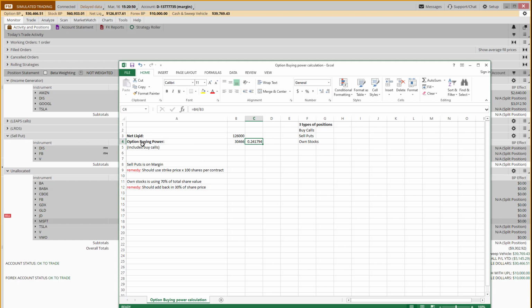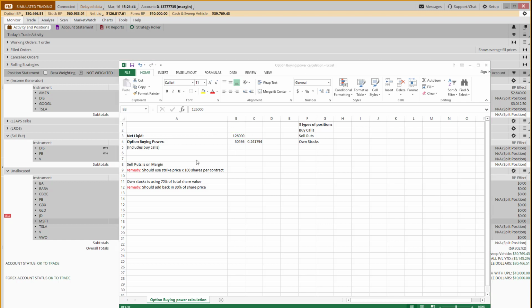The option buying power already includes your buy cost, because when you're buying calls or buying puts, as long as you're buying, you pay the premium upfront. So it's already deducted from your net liquid amount. Once it's deducted already, you don't need extra margin for it. Does that make sense? So in our calculation, we do not need to include the cost of buying calls or puts. As long as it's buying, we do not need to care about it because it's already deducted from our net liquid figure. Okay.